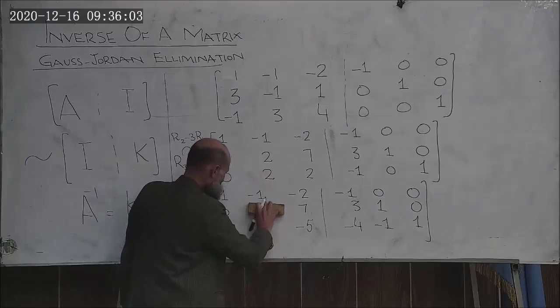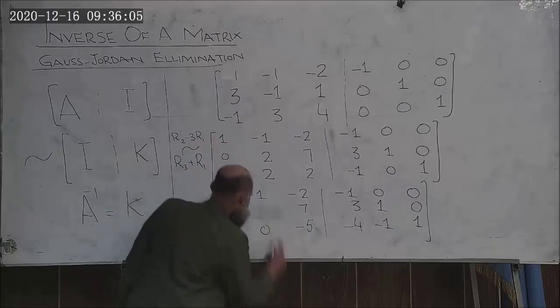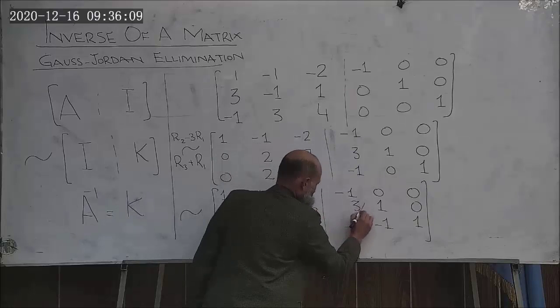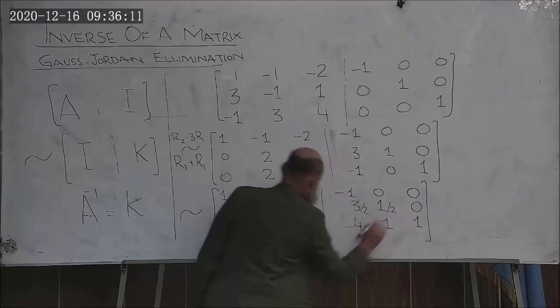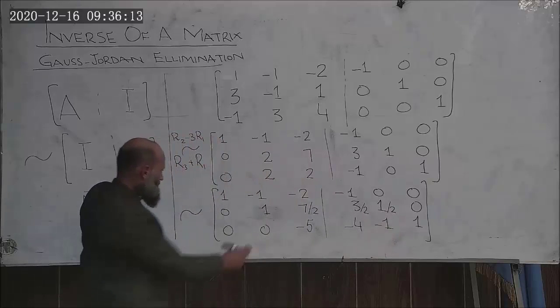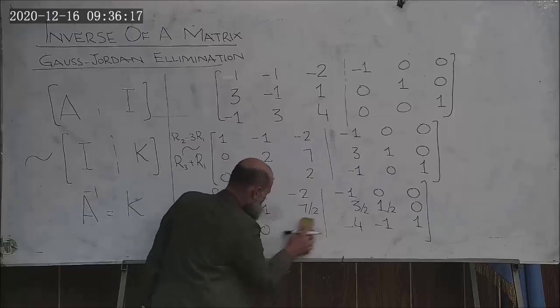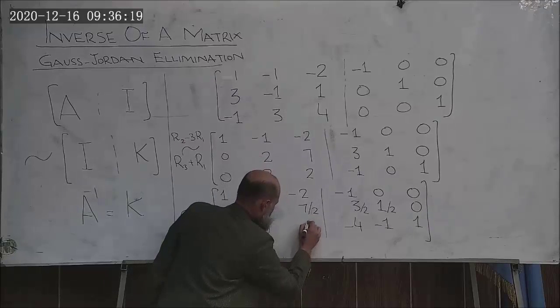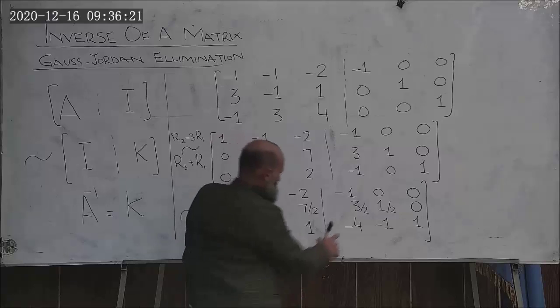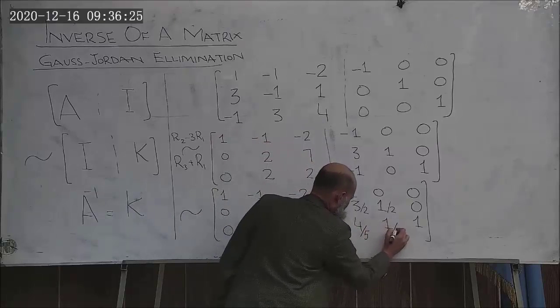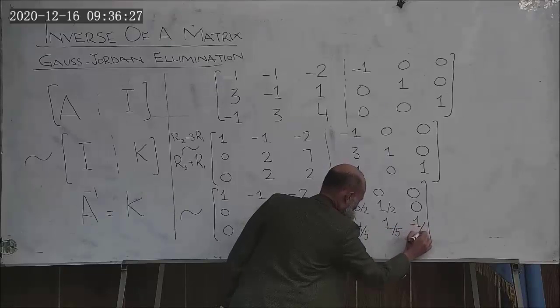Dividing this row by 2, we have 1 over here and 7 by 2. Here is 3 by 2, 1 by 2. Then divide this row by minus 5. So what do you get? 1 and 4 by 5, 1 by 5 and minus 1 by 5.